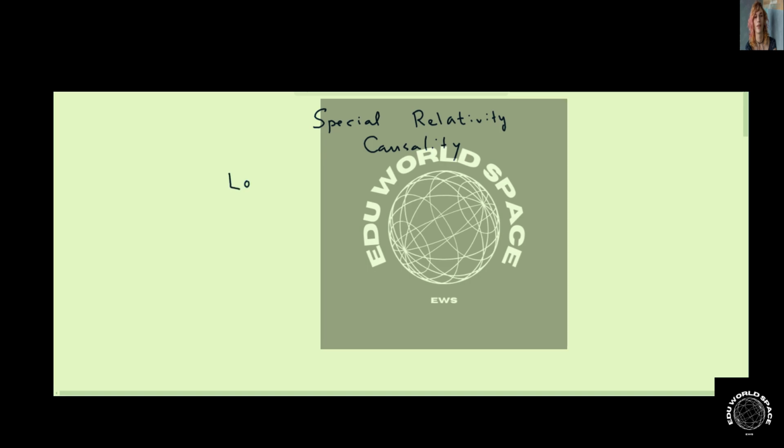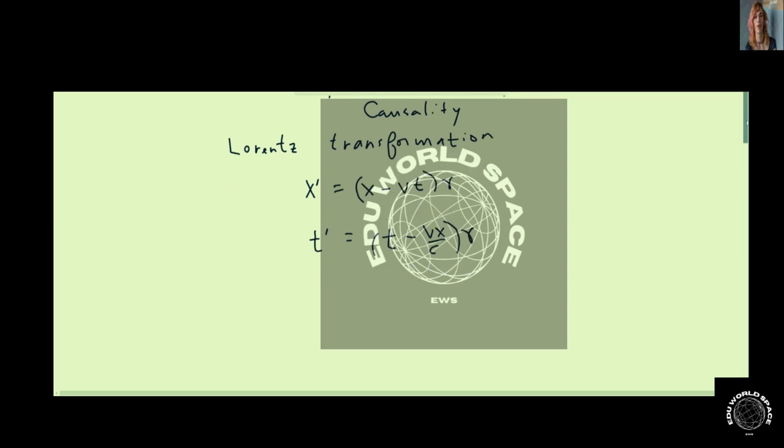But in order to show that causality is preserved, we're going to need the Lorentz transformation equations. And we'll just stick to one dimension. So we have the transformation on the position coordinate between frame unprimed and primed, as well as the time coordinate between primed and unprimed. To start off, we'll take a look at a simple case to see how this goes.